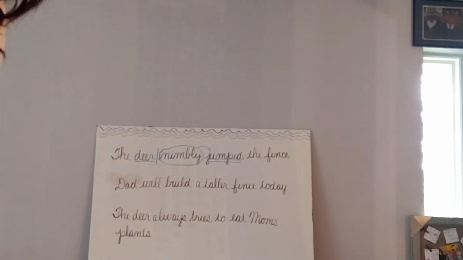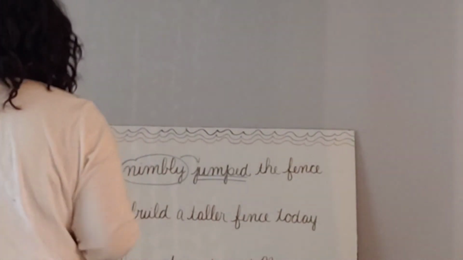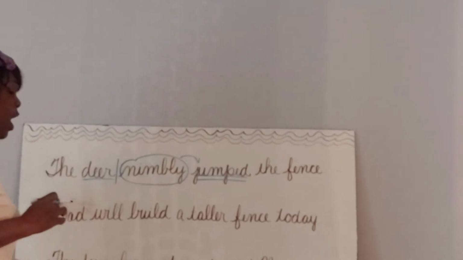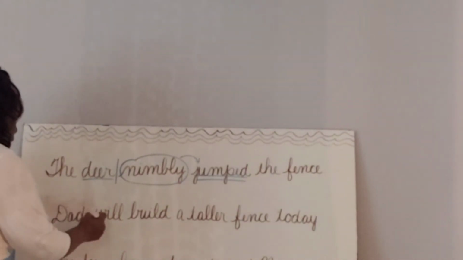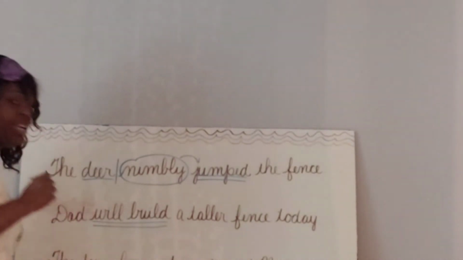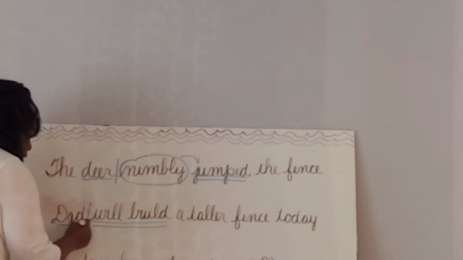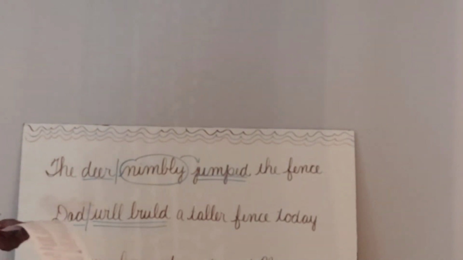So sentence number 2, it says, Dad will build a taller fence today. So we will look for our verb, will build. Where are we going to put our subject predicate divide? Right, exactly. Right after Dad. Dad is our subject. Will build is our verb. But you, Miss Monroe, you said there was an adverb in there. There is. Dad will build a taller fence today.